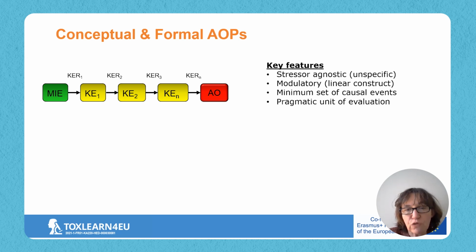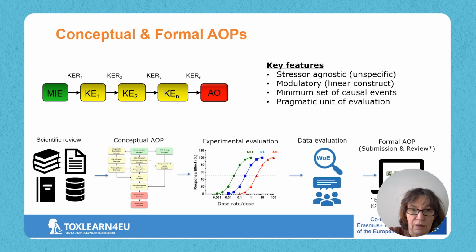So a conceptual and a formal AOP look like this. We have already seen it. Their key features are that they are stressor agnostic, so unspecific for a certain stressor, modular, a minimum set of causal events, and they're pragmatic, as I said. You will start, as I said, with a scientific review, most of the time a literature review. Sometimes you will add some of your own experience or your own lab experiments to it, and you build this conceptual AOP. You will then start to look at the experimental evaluation of that AOP.